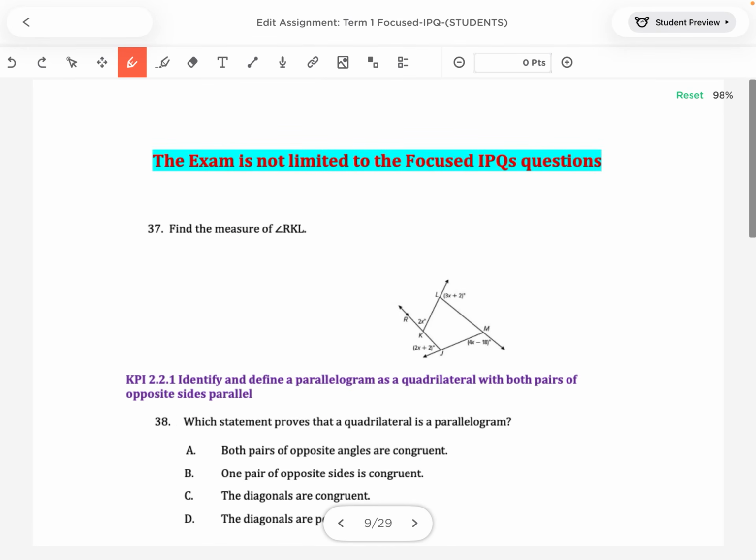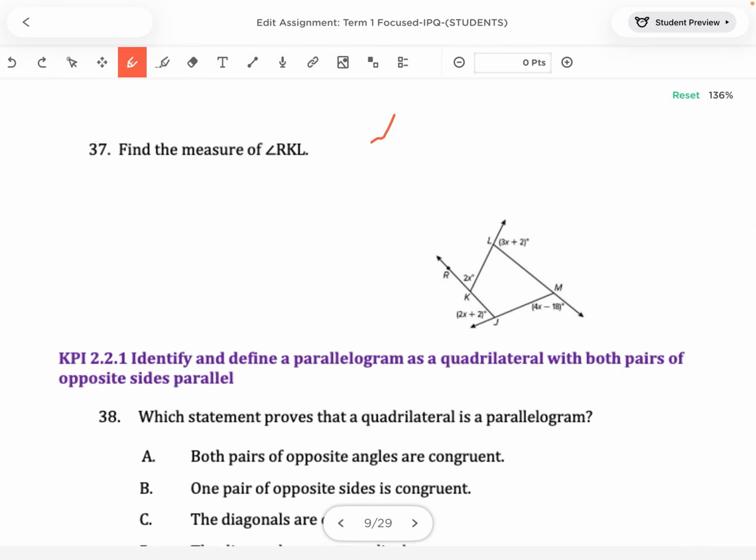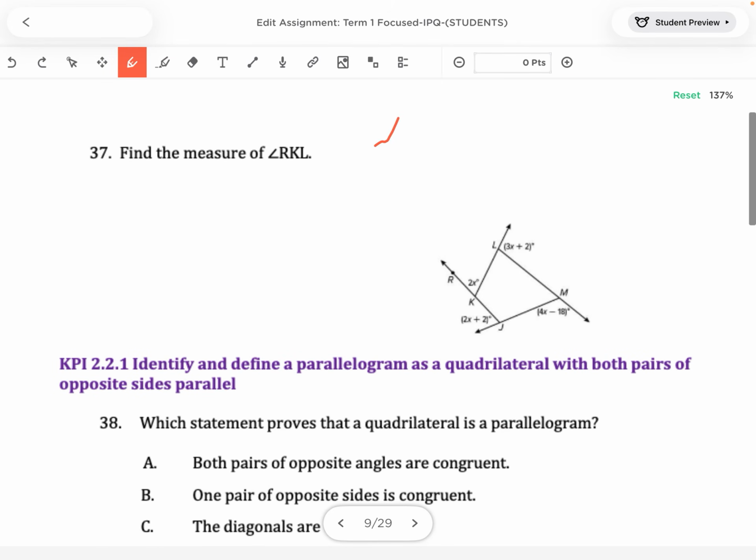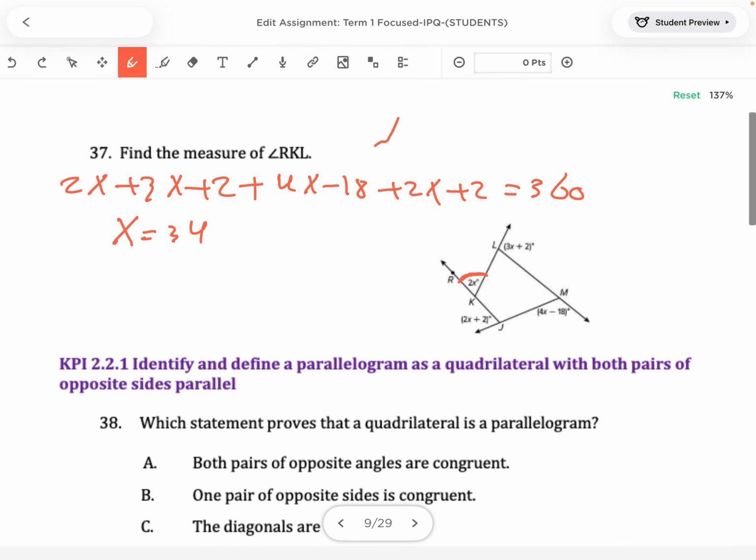This one is the same story, and I will not do it, but the question asks us to find the measure of angle. So after you find x, you have to replace to get the measure of this angle. The sum of all these is again 360. So 2x plus 3x plus 2 plus 4x minus 18 plus 2x plus 2 equal to 360. x, I assume we got it 34. We need the measure of this angle, so it will be 2 times 34, which is 68 degrees.